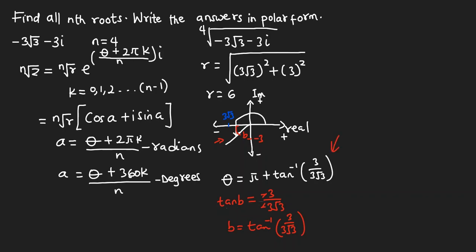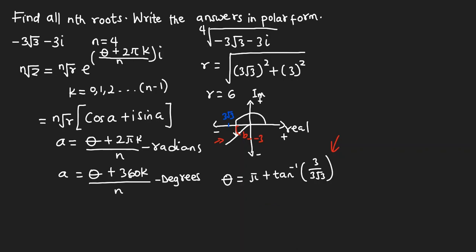So this will be like theta plus B, because B is what? Tan inverse of what? 3 over 3 root 3. So that's how come I got that expression there. So now let's continue.